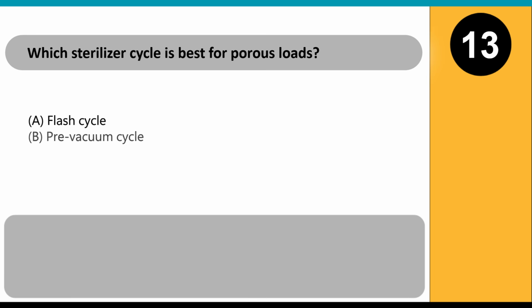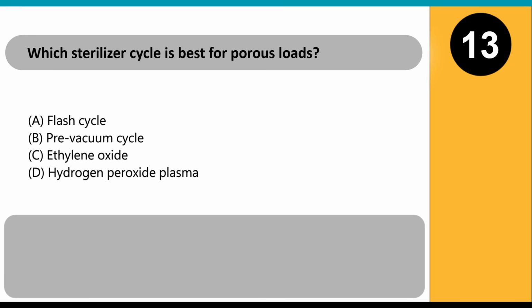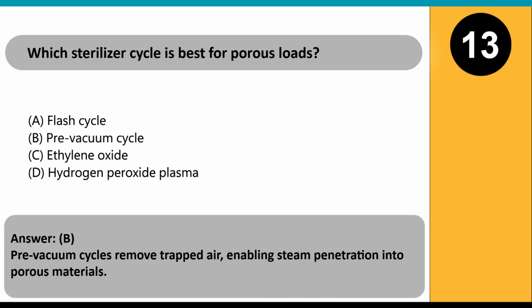Which sterilizer cycle is best for porous loads? A. Flash cycle. B. Pre-vacuum cycle. C. Ethylene oxide. D. Hydrogen peroxide plasma. Answer: B. Pre-vacuum cycles remove trapped air, enabling steam penetration into porous materials.